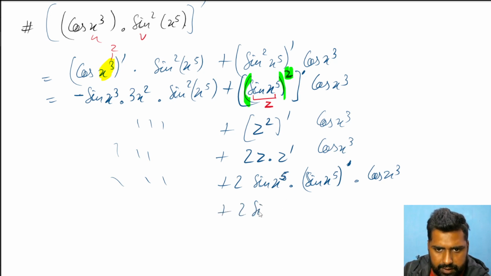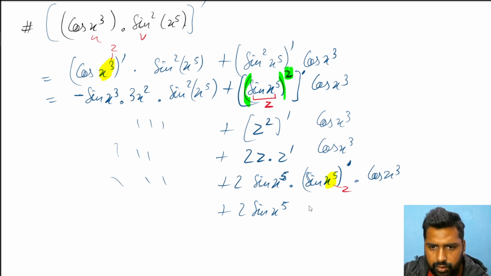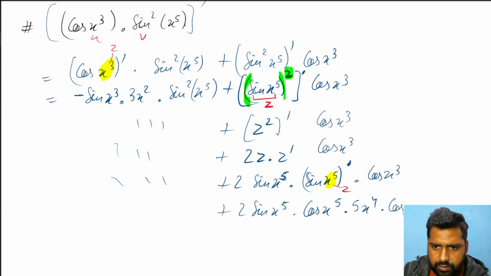Okay, let's focus on this part. 2 sine x raised to power 5. Now how can we differentiate sine x raised to power 5? This is simple. Whatever is present inside, consider that to be your new z. The differentiation of sine z is cos z. So that means cos x raised to power 5, and then additionally z dash, that means the differentiation of x raised to power 5, that's 5x raised to power 4, cos x cube.